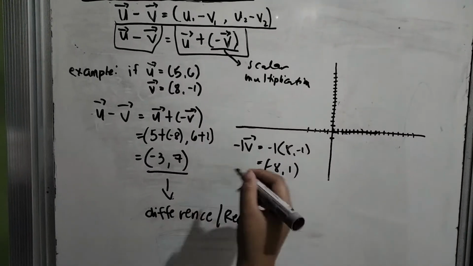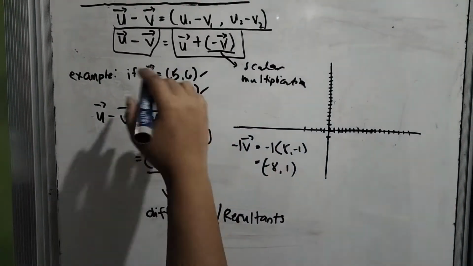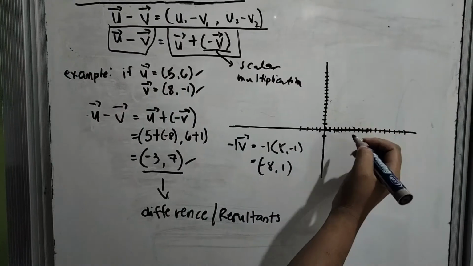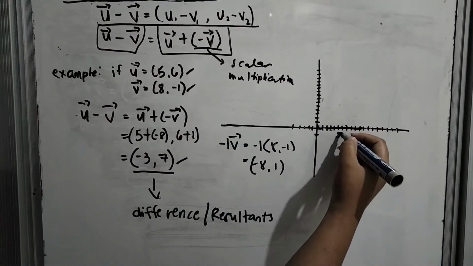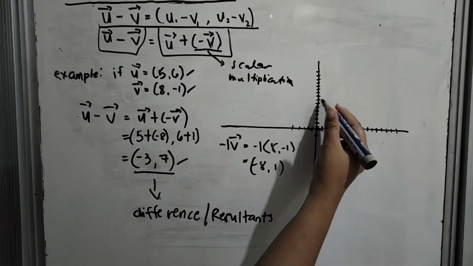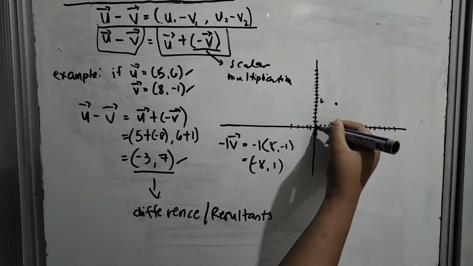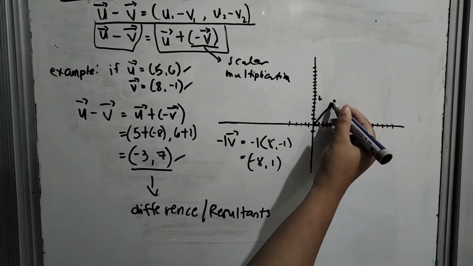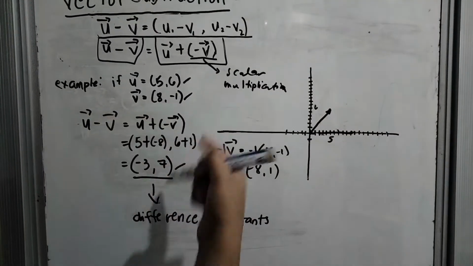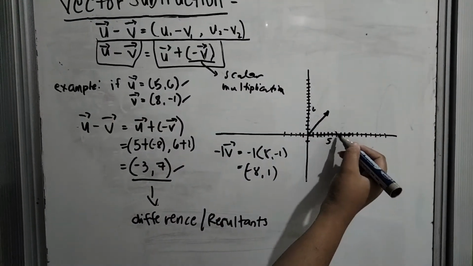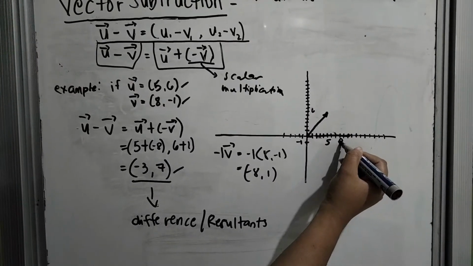Ngayon, i-graph naman natin ito at itong dalawang given na ito. So, for the vectors of u, it's 5 and 6. 1, 2, 3, 4, 5. 6 naman. 1, 2, 3, 4, 5, 6. So, lagyan natin ng dots for palatandaan. Then, sa origin, papunta dun sa dots. Lagyan ng arrow. Para naman sa vectors of v, 8 and negative 1, 5, 6, 7, 8 is negative 1. Ayan.